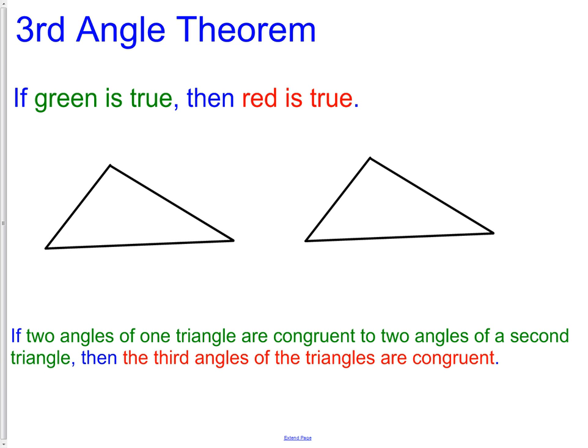we can now say that the third angle from the first triangle must be congruent to the third angle of the second triangle. What we're saying is that when we know two angles in one of the triangles and two angles in another triangle and they're equal, then that third angle must obviously be the same between the two triangles.